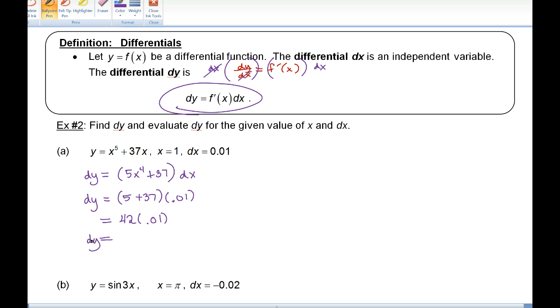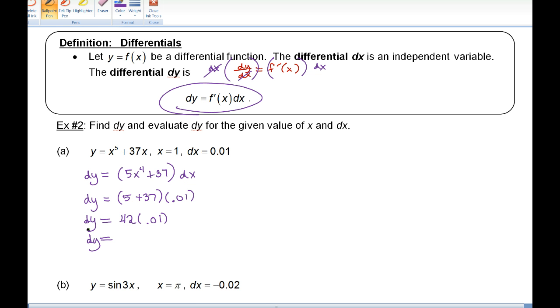You're not doing the second derivative. Prime x to the fourth is the derivative of the original function. The original function is x to the fifth. This is y. So dy is the derivative of this times dx. Everybody else okay with that?